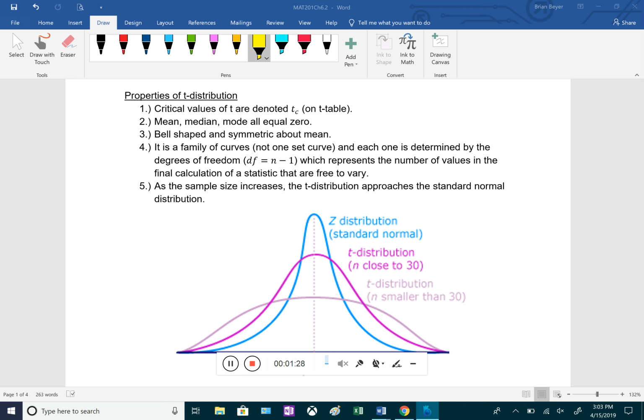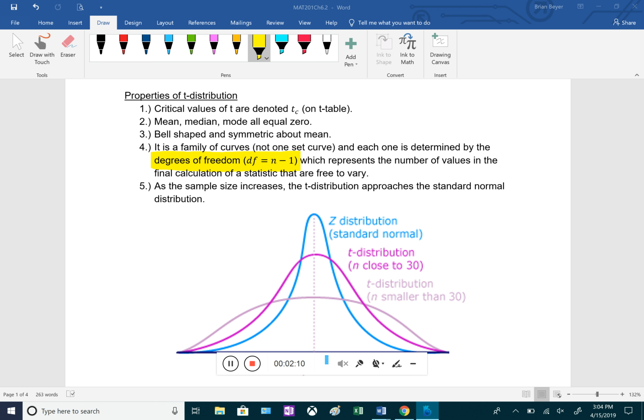However, this is not one set curve. The normal z-distribution is one curve. The t-distribution is technically a family of curves. Each one is determined by essentially the sample size, or more technically the degrees of freedom. The degrees of freedom, which we denote df, is the sample size minus 1. So the shape of the t curve will change based on how many data entries are in the data set.